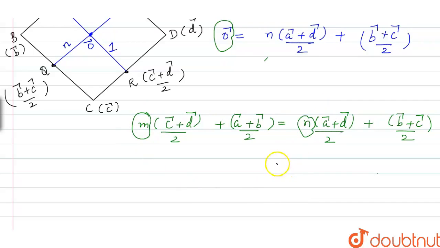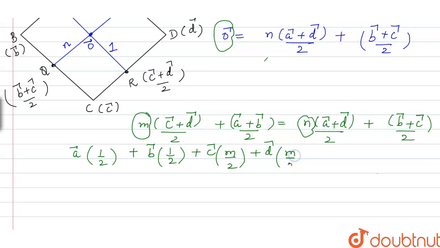Right. Now we can easily find that, because first of all we need to just rearrange these. So how do we rearrange this? We can rearrange this easily. Let us write down here. We have this value as A into 1 by 2, right, and this is plus B into 1 by 2, and this is plus C into m by 2, and this is plus D into m by 2. That is basically the LHS which we have.